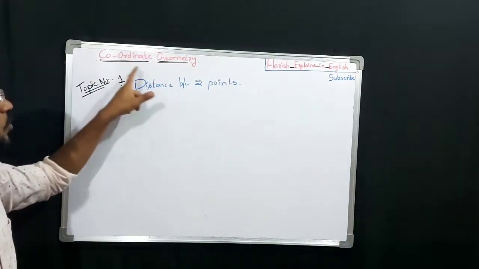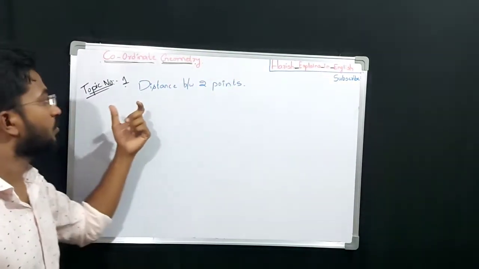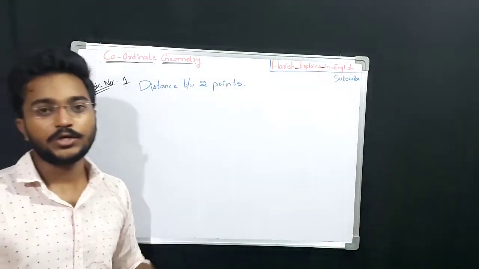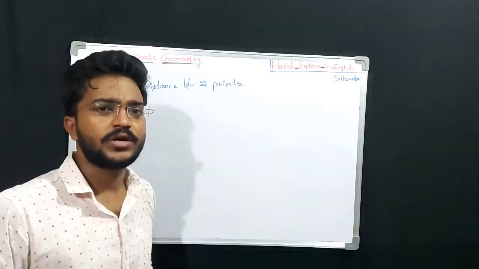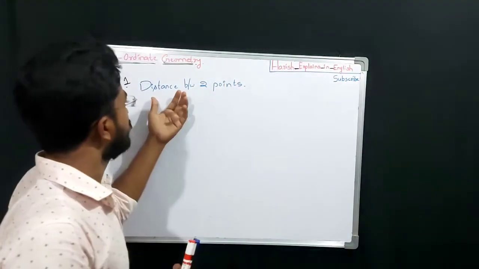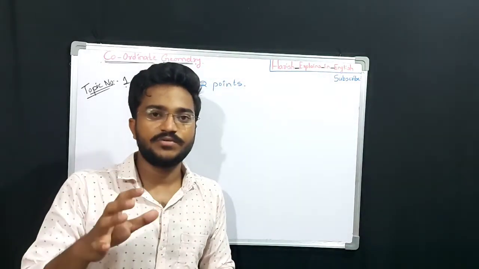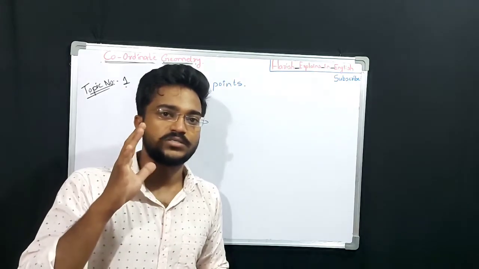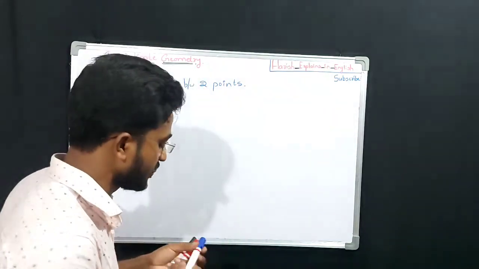So, in the coordinate geometry chapter, we are going to discuss topic number 1: distance between 2 points. Distance between any 2 points given in a coordinate system. Before going to distance between 2 points, we have to know about the coordinate system. What is a coordinate system?